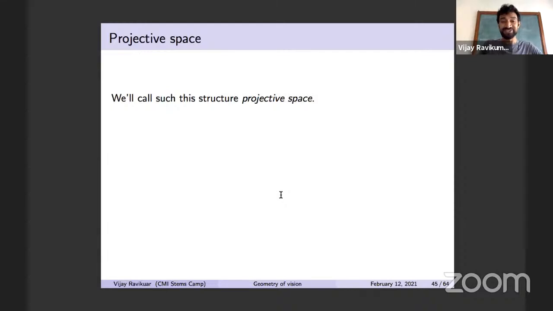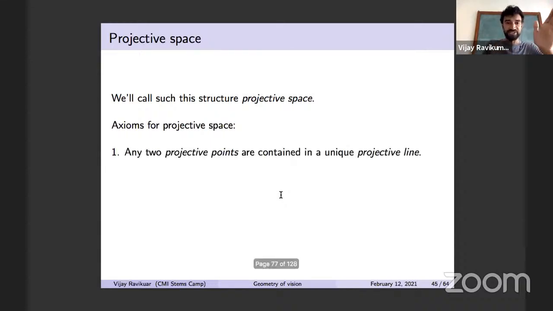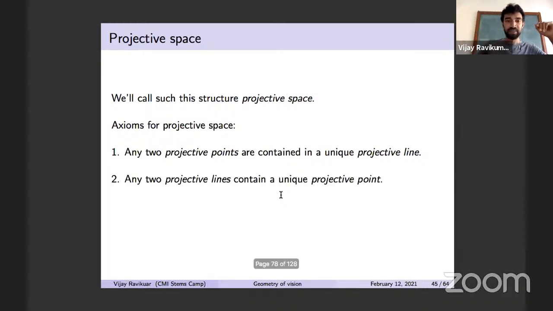So there is such a structure, and it's called projective space. And as you might expect from these very simple laws that I just mentioned, it has some very simple axioms which determine projective space. The first of those axioms is that any two projective points are contained in a unique projective line. In other words, any 2 points determine a line in projective space. And any 2 lines contain a unique projective point. In other words, any 2 lines will intersect in a point somewhere.